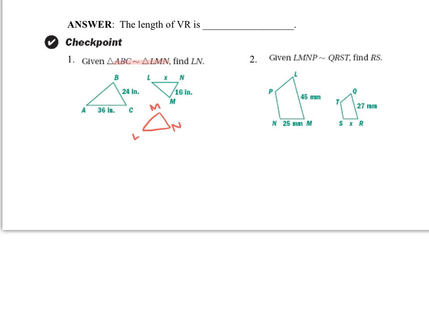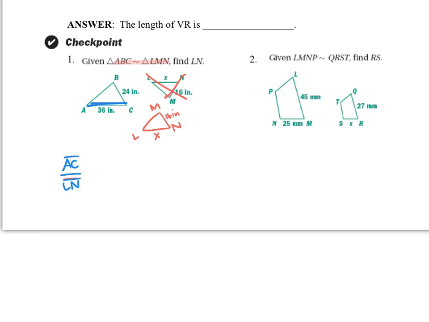And then I'm also going to fill in what else I know, which is LN is X and MN is 16 inches. And then I'm going to cross this off so I don't get confused. So now my triangles are facing the same way. They have the same orientation, and so it's going to be easier to match up the corresponding sides. So my first pair of corresponding sides that I'm going to use is that AC corresponds to LN.